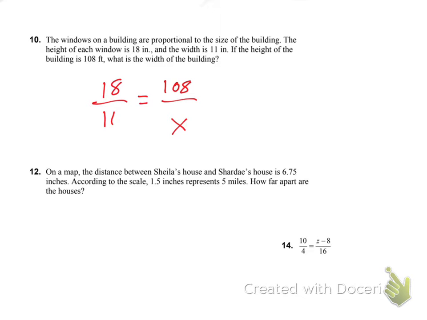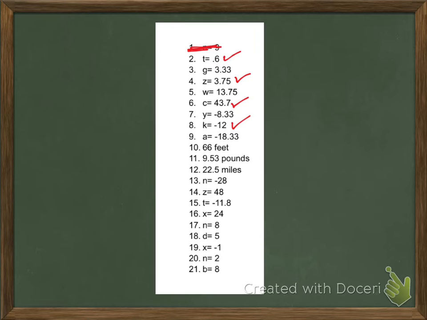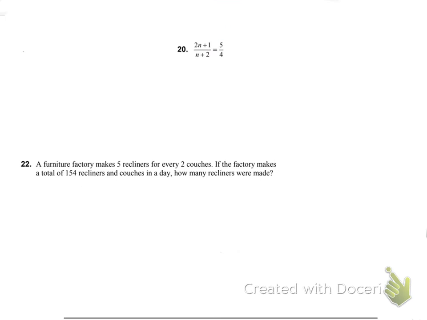So then I'd have 18x is equal to 108 times 11, which gives me 1188. Divide each side by 18. And x would be 66. So the answer is, what is the width of the building? The width of the building is 66 feet. Check our answer here, 66 feet.